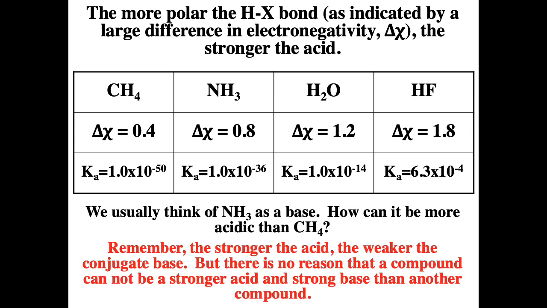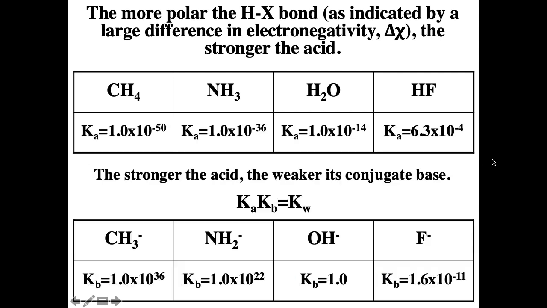It's also interesting, ammonia is actually a stronger acid than methane. Ammonia is also a stronger base than methane. And so you can have something that's a stronger acid and a stronger base than something else. Maybe it's just because the methane is really stable, it's not going to be very reactive, and the ammonia is more reactive both as an acid and as a base.